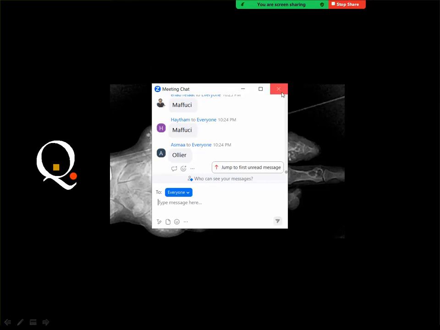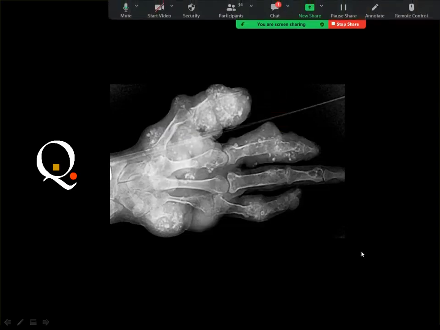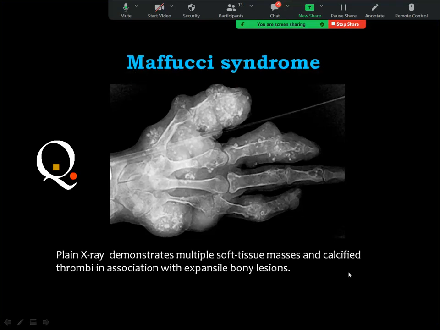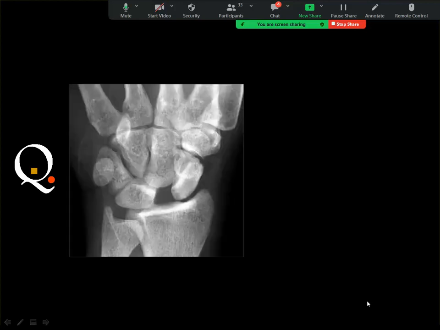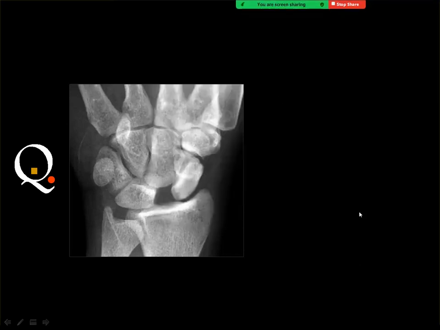No, this is not Ollier, but this is Maffucci syndrome, and you have multiple enchondromas, as well as calcified phleboliths in the soft tissues of the hand, diagnostic of hemangiomas, and hemangiomas and enchondromas contribute to the diagnosis of Maffucci syndrome. And this is an X-ray of the wrist joint.